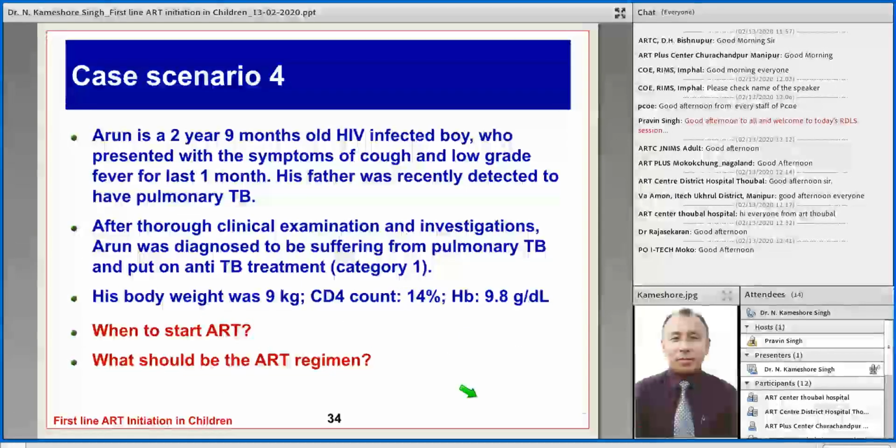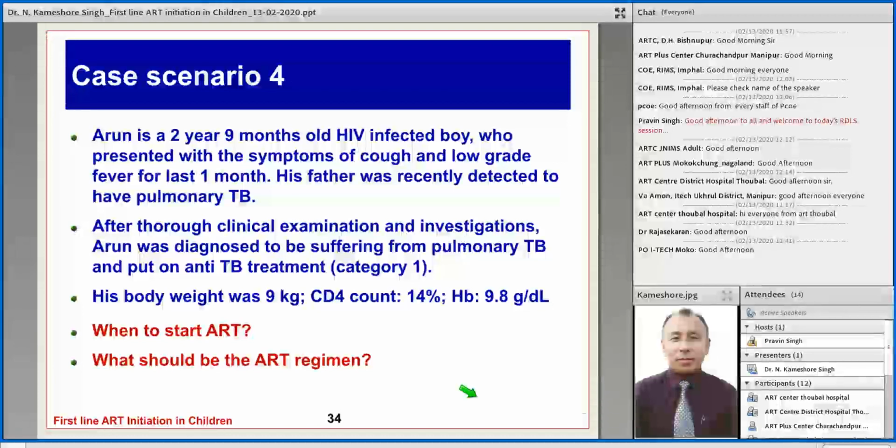Case scenario 4. Arun is a 2 years 9 months old HIV infected boy who presented with symptoms of cough and low grade fever for the last 1 month. His father was recently detected to have pulmonary tuberculosis. So there is cough, fever, and a history of contact with tuberculosis. After thorough clinical examination and investigation, Arun was diagnosed to be suffering from pulmonary tuberculosis. He was put on category 1 anti-TB treatment, and his weight was 9 kg, age less than 3 years, CD4 count is 14%, and hemoglobin 9.8.